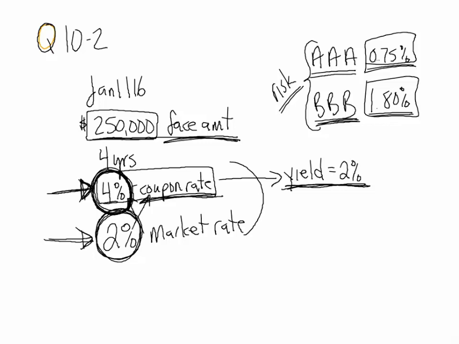We're going to calculate the present value. We're going to use the market rate to calculate the present value because when we do that, that present value will end up giving us a yield of 2%, which will be equal to the market rate. All right. Let's calculate the bond's present value on January 1st, 2016.